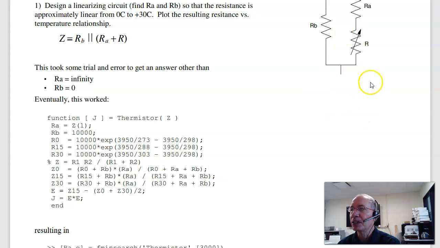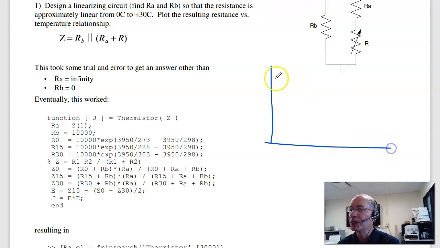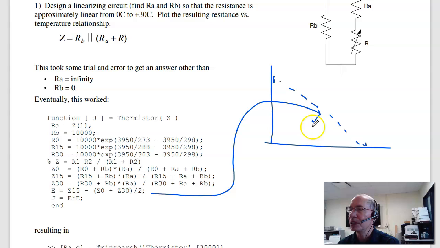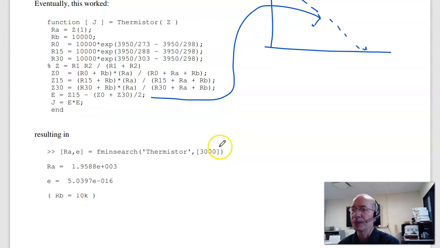It then calculates the circuit impedance at 0, 15, 30 degrees Celsius, and then takes the difference. If I look at the resistance, I've got something at 0, something at 30, and something at 15. If I do a straight line approximation in the midpoint, that guy right there is the error. How much does the resistance at 15 degrees differ from the average of the two endpoints? And J is the sum squared error. Minimize J, or try to make this linear.